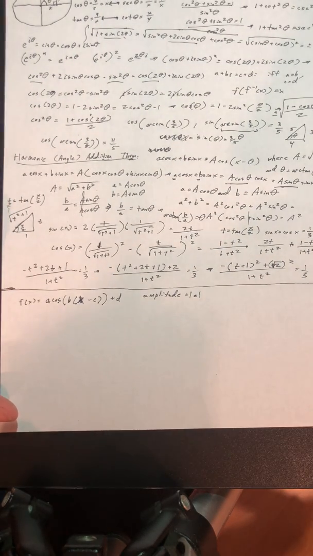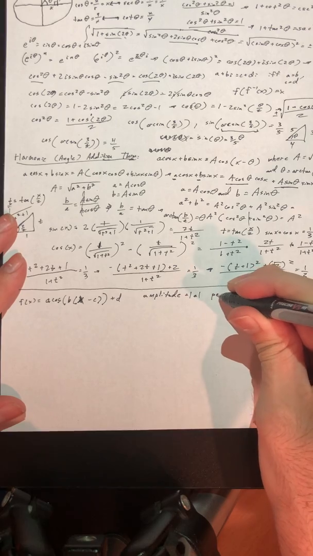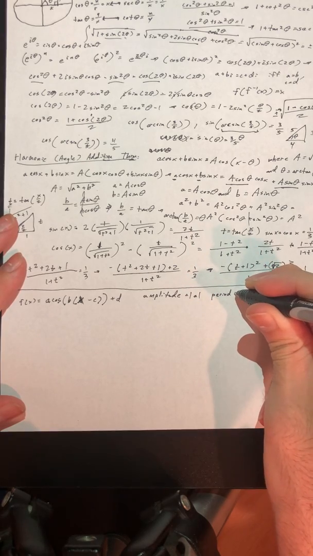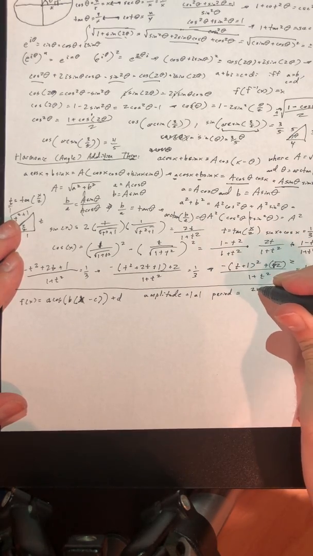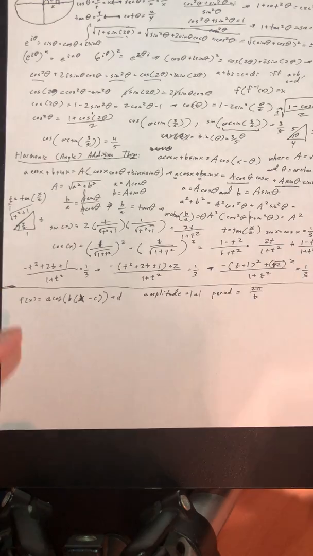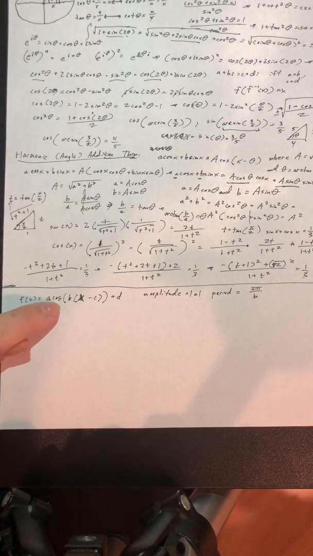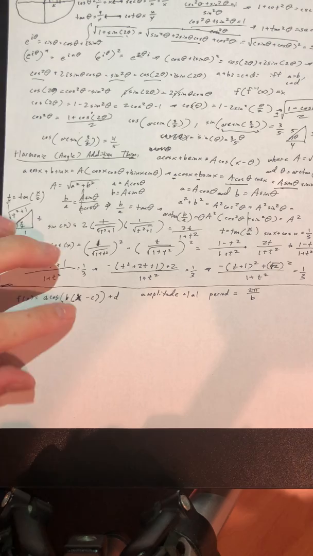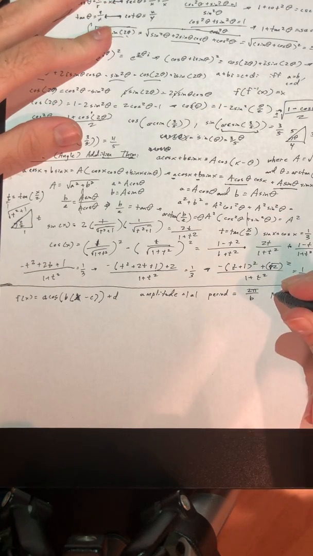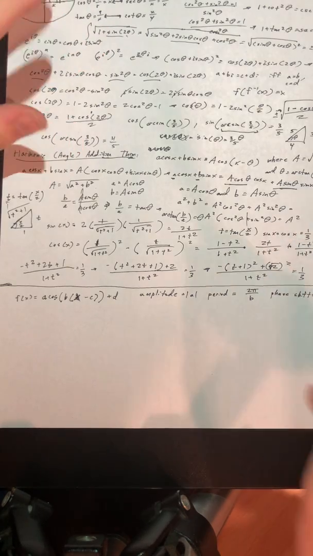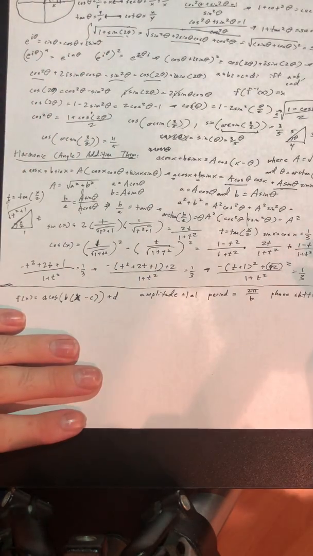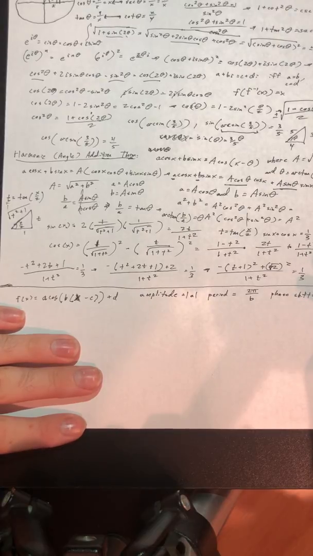Your period, in other words, how long it takes to complete a cycle, is given by, in this particular case, 2 pi over b, because the traditional period of cosine is 2 pi, but then you're multiplying by a factor of b within the input, so you have to divide by that in the output. Your phase shift is going to be, in this particular case, c units right.